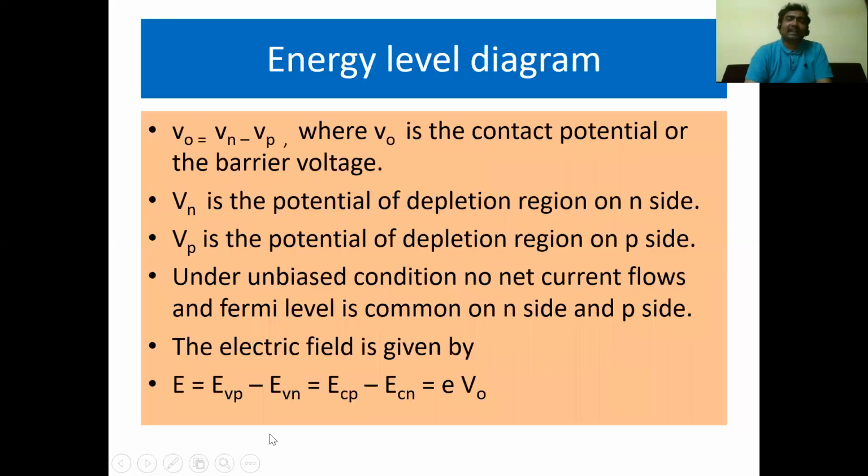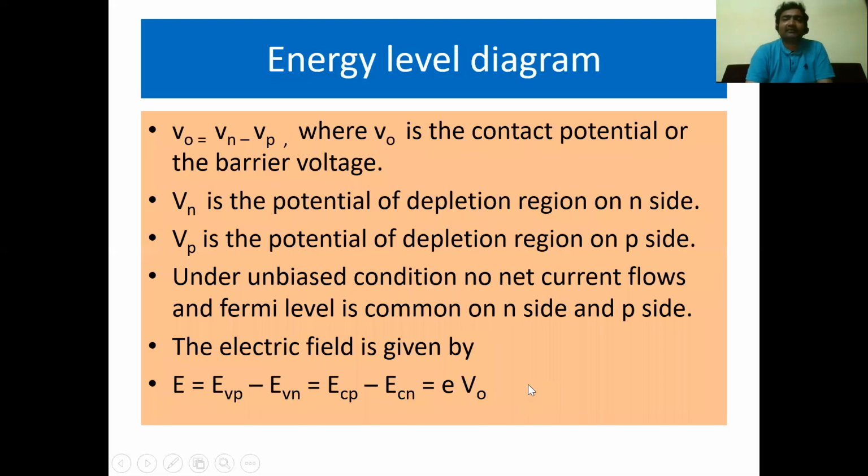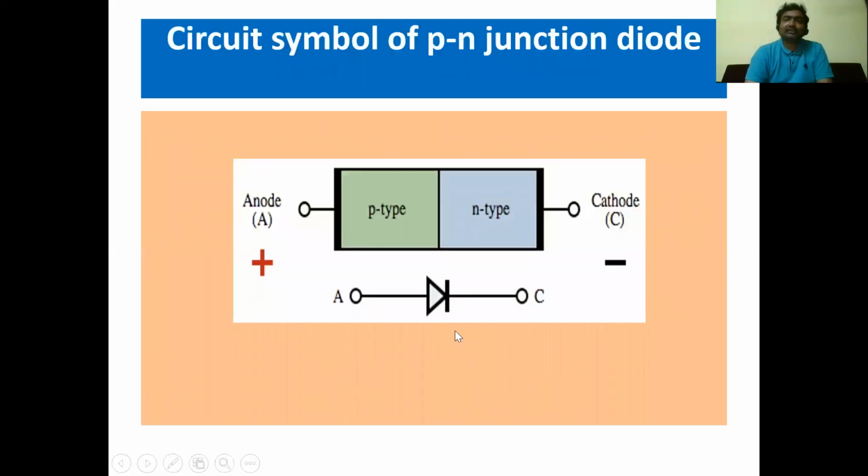Now we can calculate the electric field as E equal to EVP minus EVN or ECP minus ECN. From this diagram, it is very clear that ECP minus ECN will give EV0, the electric field, or EVP minus EVN will give the EV0 electric field. This is the circuit symbol of the PN junction diode. This A represents anode or P region. This C represents cathode or N region.